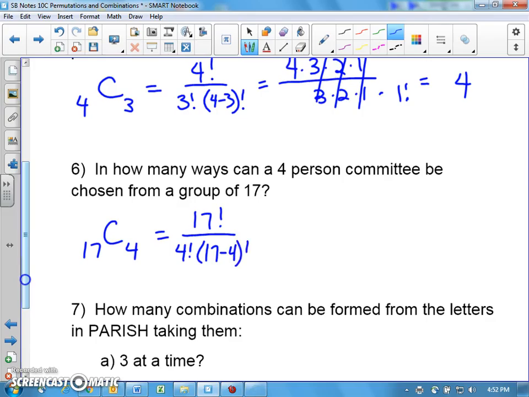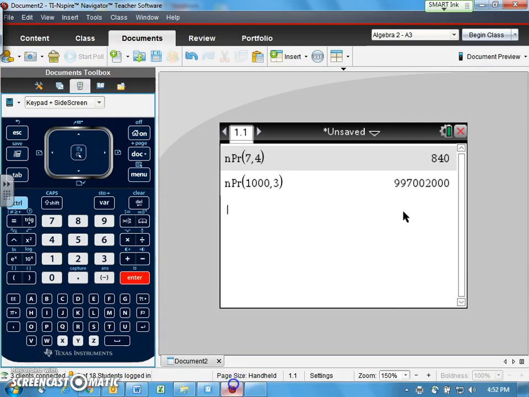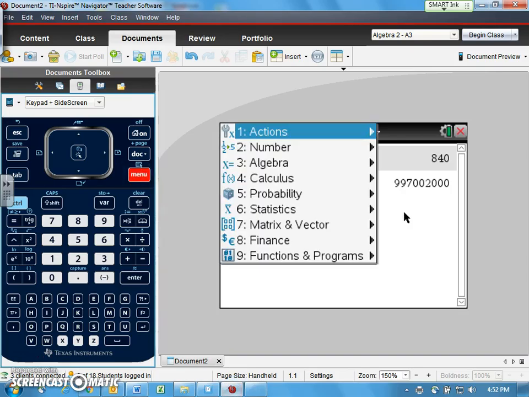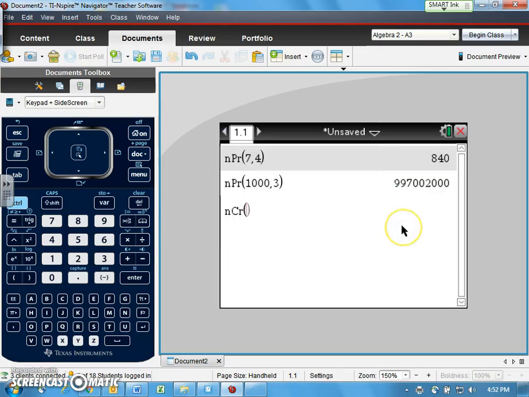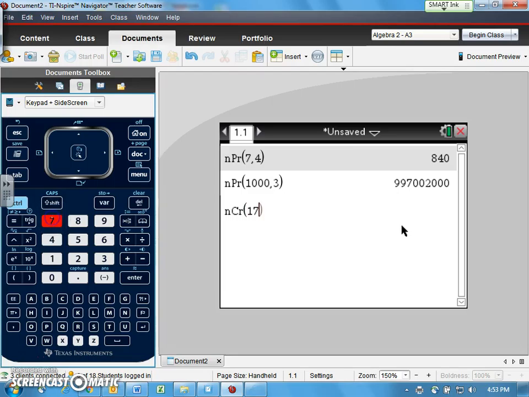17 minus 4 factorial. So we have 17 factorial over 4 factorial, 13 factorial, and just like we did with the permutations, our calculator can calculate this fairly simply. We're going to go back to our menu, back to probability, but this time instead of choosing permutations, we're going to choose combinations. It looks very similar, we just have a C instead of a P, so you have to make sure you're choosing the right one. In our example, we're choosing from a group of 17, and we want to select 4 people. So we have 2,380 different combinations of people that we could choose to form this committee.